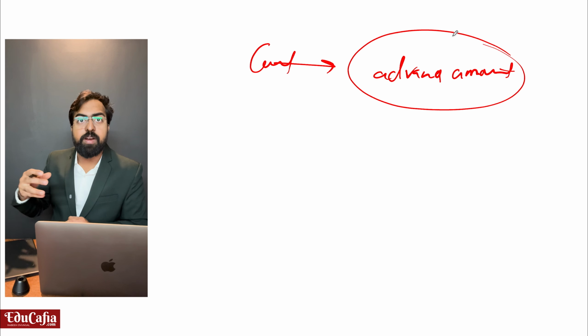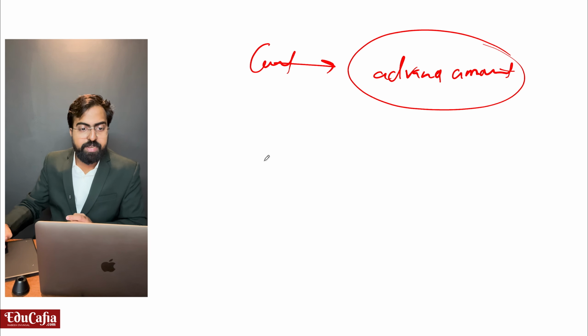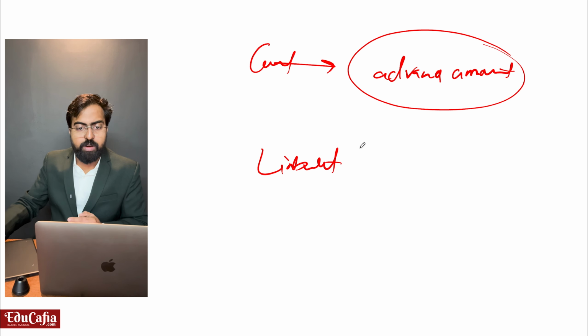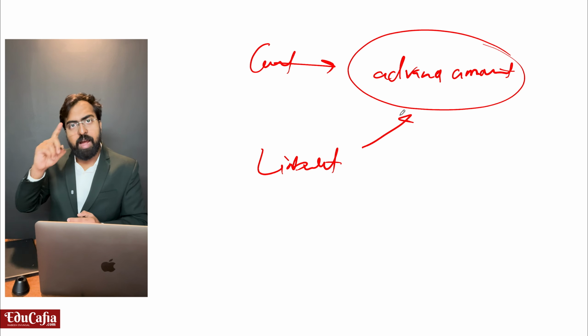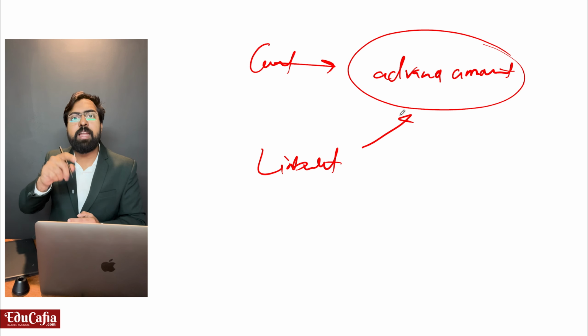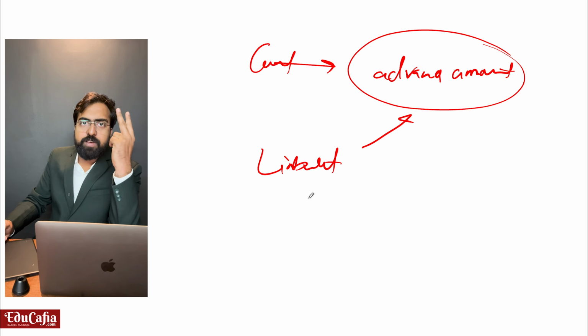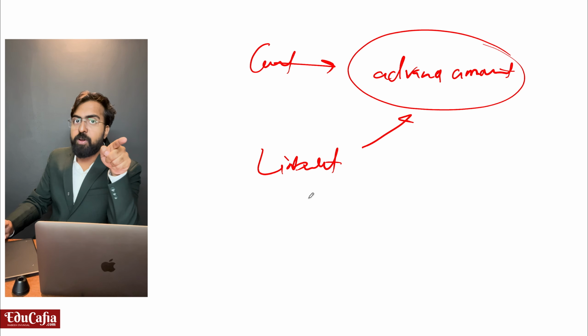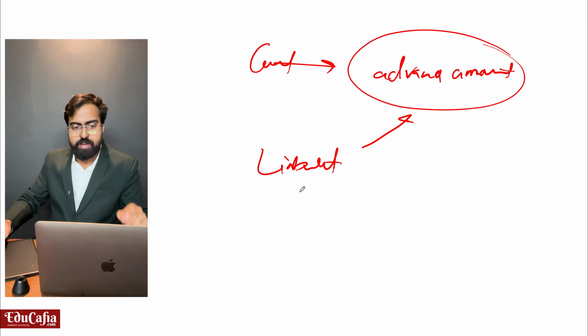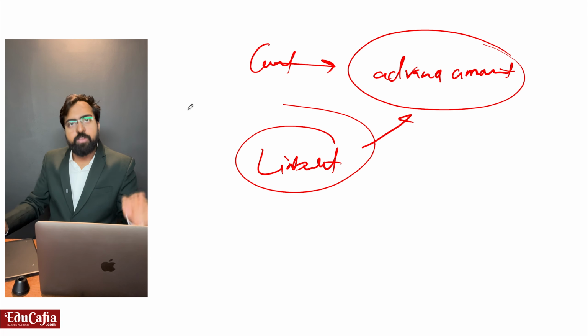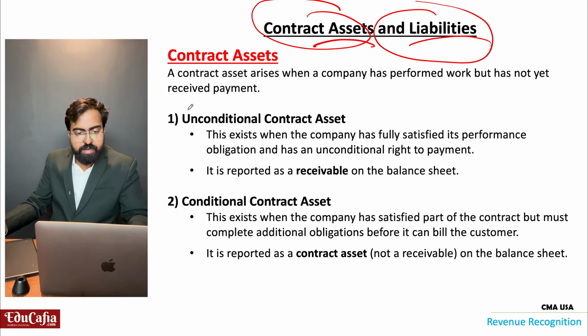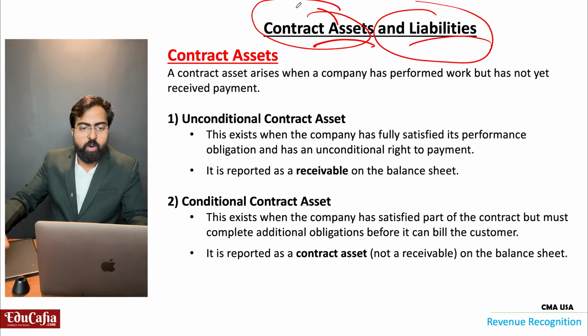This advance payment for me is a liability. It's a liability, right? Because otherwise I have to give this advance payment back to him, or I have to give this building's control to him. I have two options: I can give back this amount, or I have to satisfy this performance obligation. That's why this is a liability. So that is contract liability, and otherwise it is contract asset.